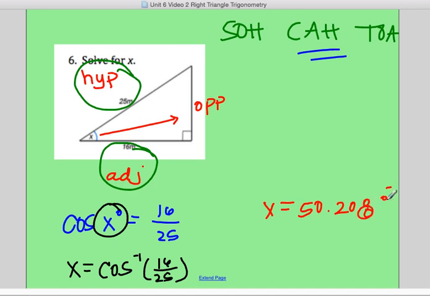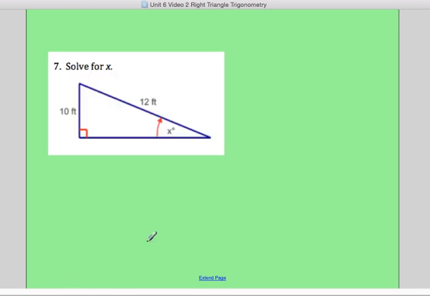And that is how you find an angle. Biggest thing to remember is that if you're finding an angle, you need to use the inverse. Okay? Number 7, we're also finding the angle. Let's look at what sides we have this time. Here's my angle. We're going across, so I have my opposite. And across from my right angle is my hypotenuse.